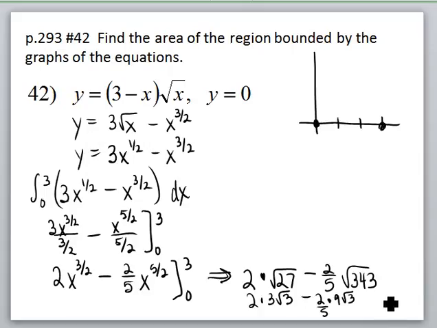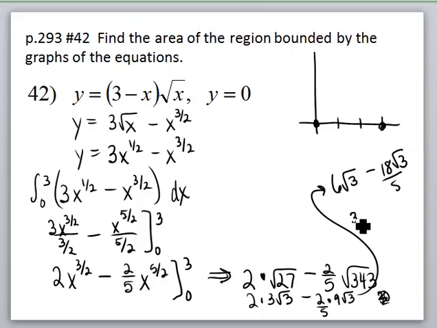That would give me 6 square root of 3 minus 18 over 5 times the square root of 3. I could make a common denominator and make it 30 square root of 3 over 5 minus 18 square root of 3 over 5, and I'd get 12 square root of 3 over 5. Now it's a lot of work. You could have just made it into a decimal as well.